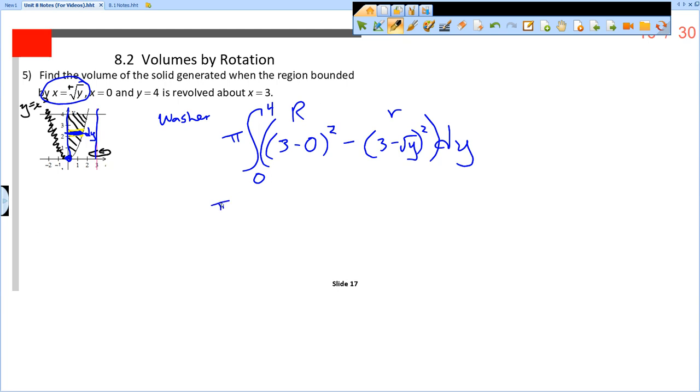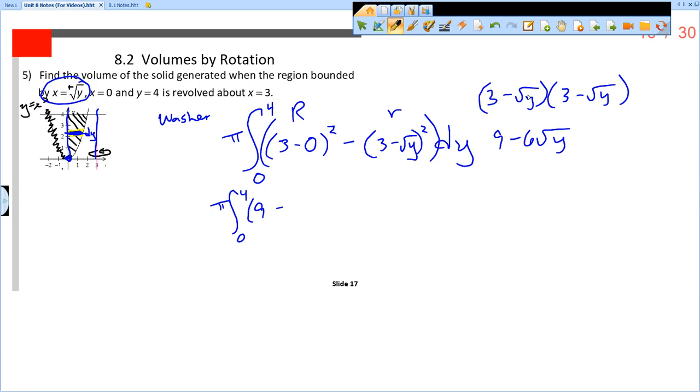All right, so now I'm going to simplify. I have the integral from 0 to 4 of 3 squared, of course 9, minus this, which is 3 minus root y squared. So remember, that means 3 minus root y times itself. If I multiply, I get 9 minus 3 root y and another minus 3 root y, so I have a minus 6 root y. And then I have a minus root y times a minus root y, so that's a positive root y squared, which is just y. So 9 minus 6 root y plus y, right? And now I distribute the negative to simplify further.